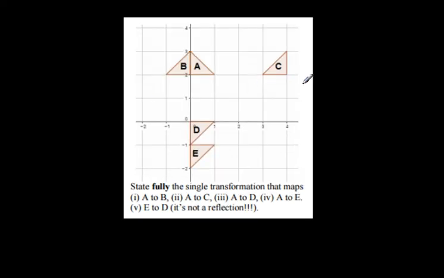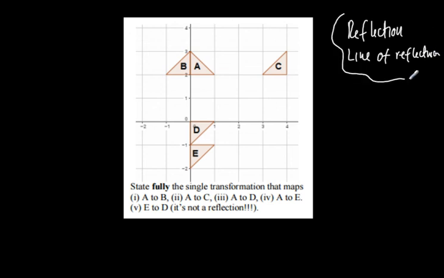Okay, let's now look at reflections. Reflections have been flipped or mirrored. So when we state a reflection, we can say it is a reflection, and then we need to give the line of reflection, or the mirror line of reflection. So let's go ahead, reflection. That's what we have.